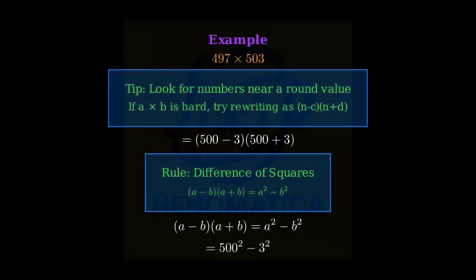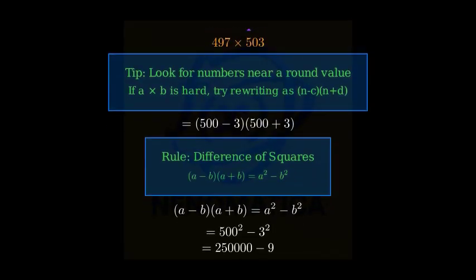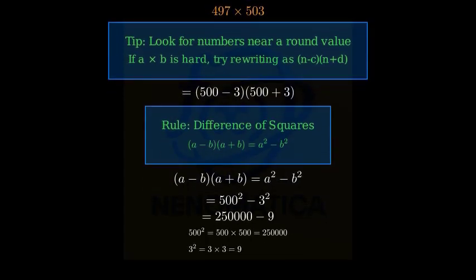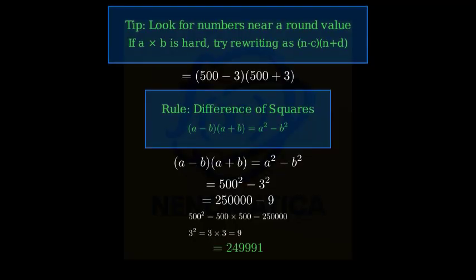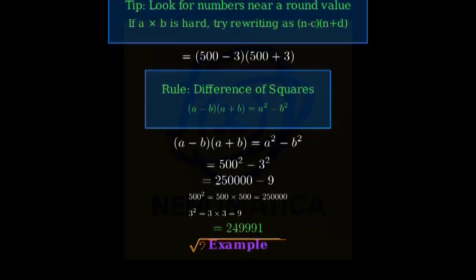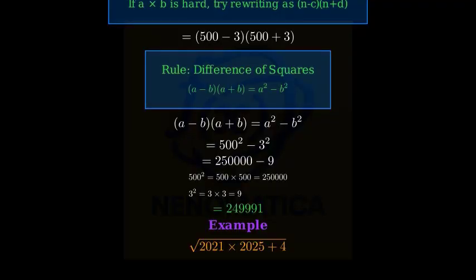Now, let's calculate. 500 squared equals 250,000, and 3 squared equals 9. So the result is 250,000 minus 9, which equals 249,991. Let's move on to our second example. Here, we need to simplify the expression square root of 2021 times 2025 plus 4.